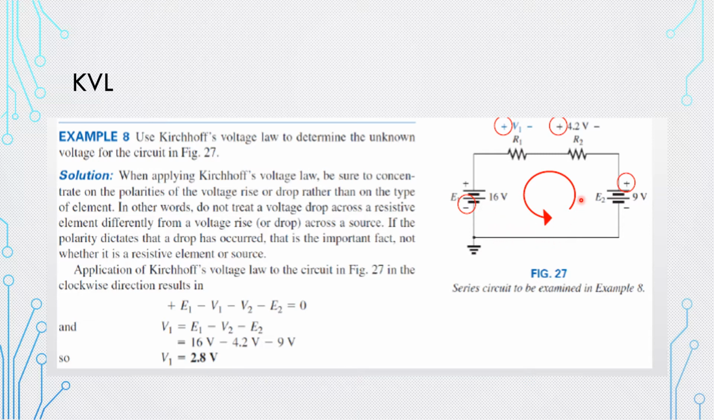Then you have to assign the loop direction. So in this example he chose counterclockwise, but let's try to do it clockwise as we did in the previous way. So I'm gonna do it in green. So this is my arrow, and I'm gonna start to see what's the first element, what's the sign it sees first. It's gonna see negative, so you're gonna write minus E1.